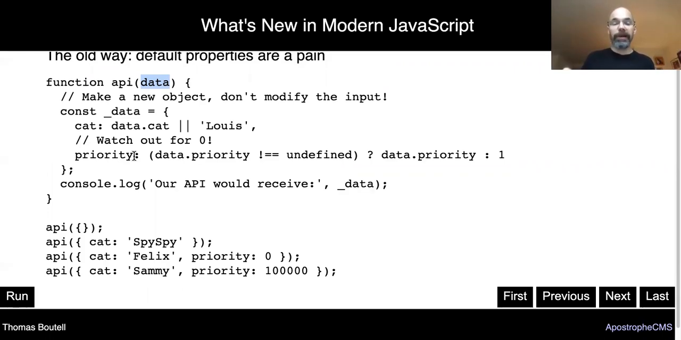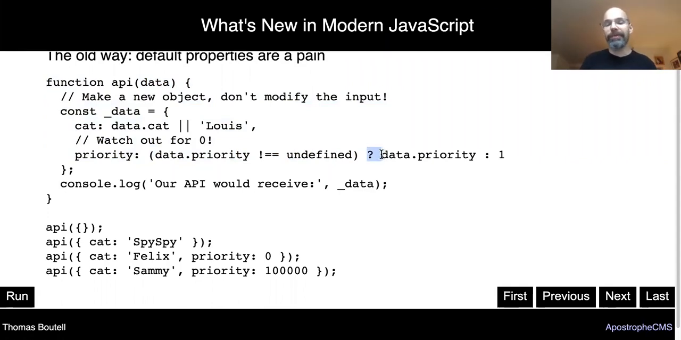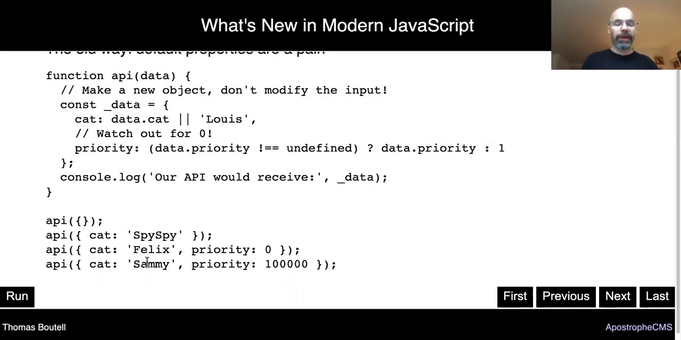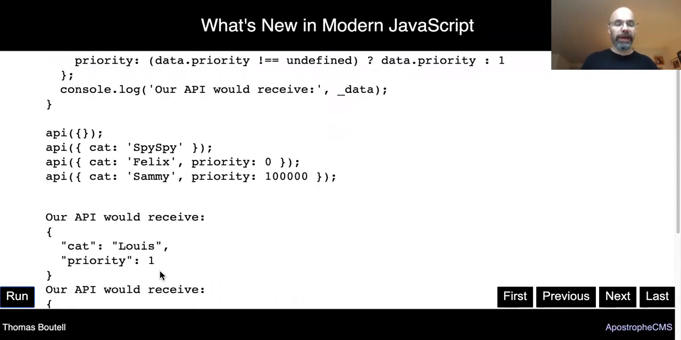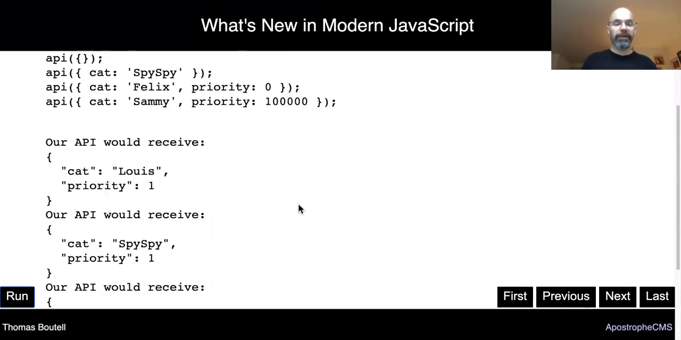So I have a problem here, and this is very bug-prone code, where I have to say, okay, if priority is not explicitly undefined, then I'm going to use the ternary operator to pick data.priority. Otherwise, I'm going to default to 1. This is ugly. It's time-consuming and bug-prone. But in the end, I do get the right results. I get my defaults to behave the way I wanted them to behave, but in a really, really tedious way.